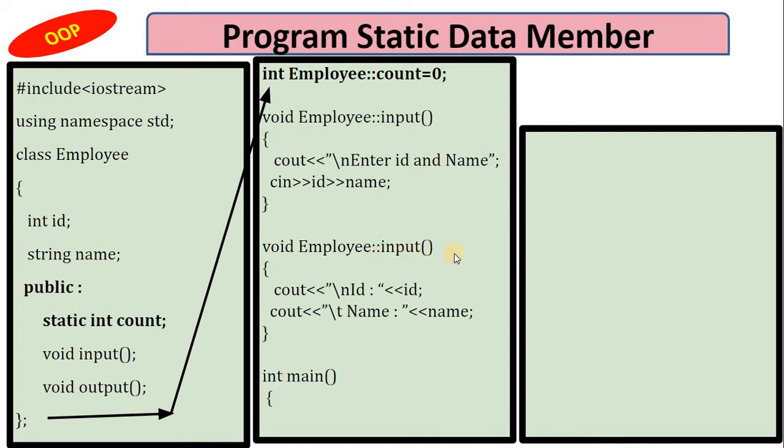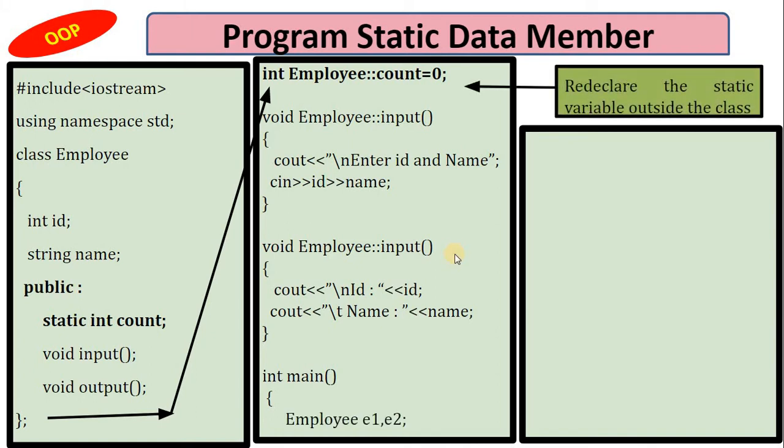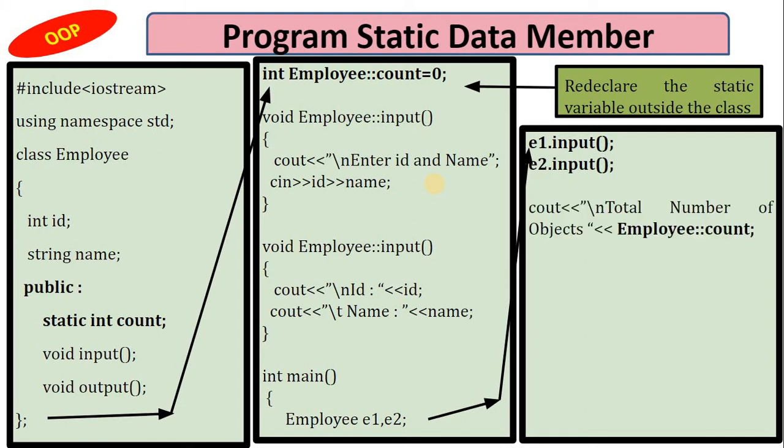Then inside the main function, we create two objects, Employee E1 and E2. Now this redeclaration of the static variable is done outside the class. E1 dot input is used, where E1 is the object used to call the input function, and E2 is the object again used to call the input function for the second employee. So the total number of objects which we have created, we can access using the static variable count.